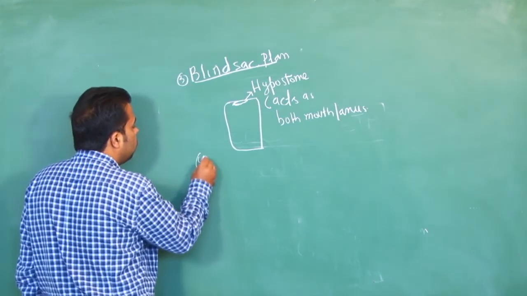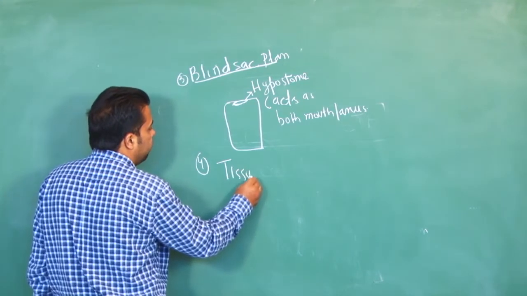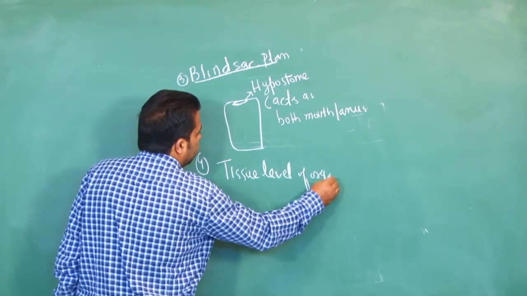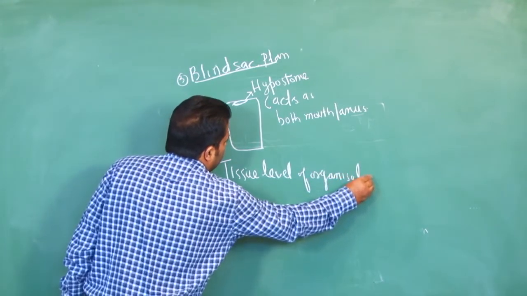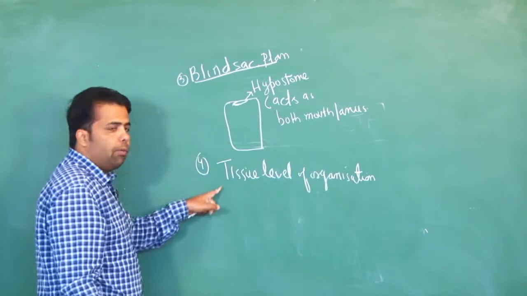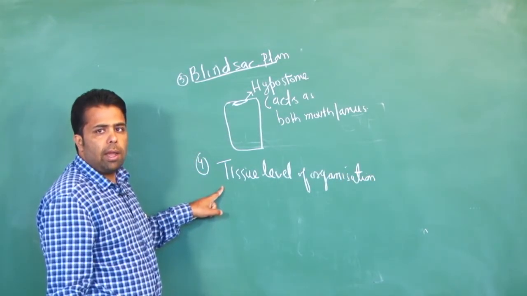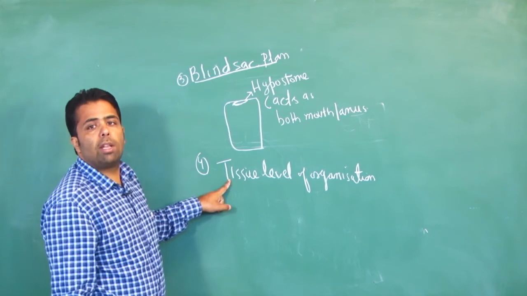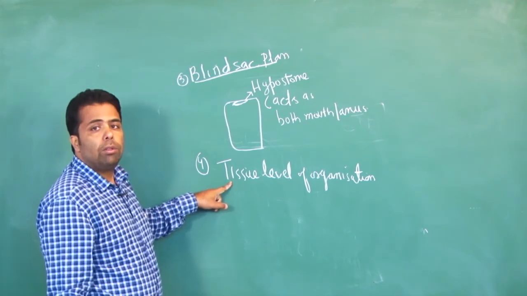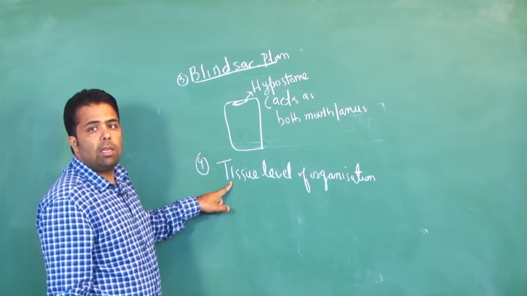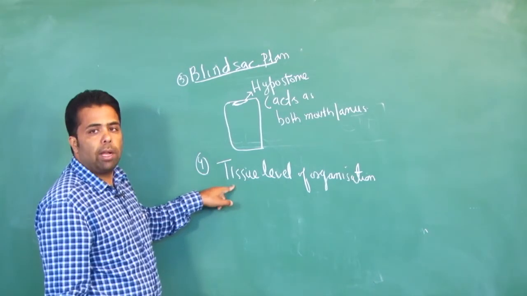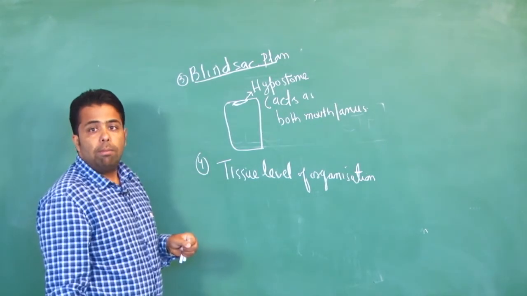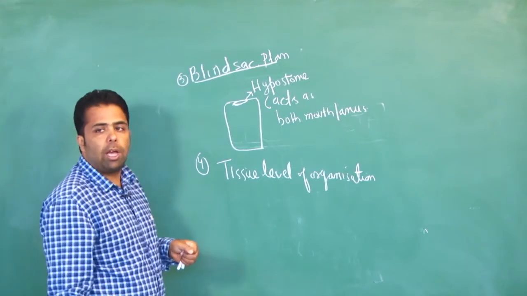They have tissue level of organization. We can say this is an advancement over porifera. In porifera, we have seen cellular level of organization, but here it is a tissue level of organization. So we are seeing some kind of advancement. The body organization is tissue level, and some tissues are formed in coelenterata.